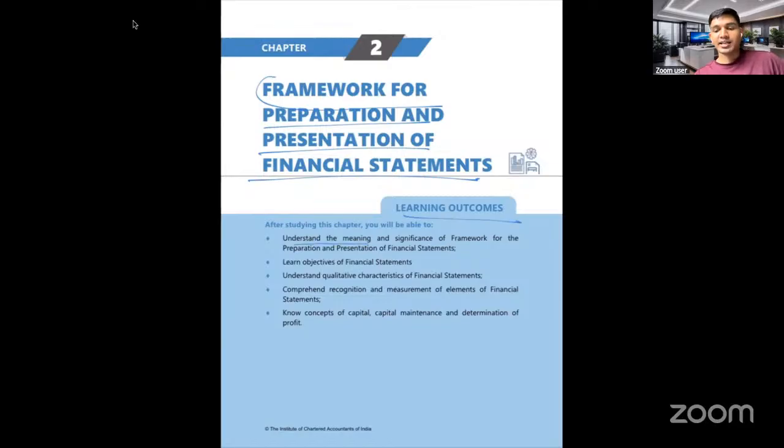The learning outcomes are: to understand the meaning and significance of the framework for the preparation and presentation of financial statements, learn the objectives of financial statements, understand the qualitative characteristics of financial statements, comprehend recognition and measurement of elements of financial statements, then know the concept of capital maintenance and determination of profit.